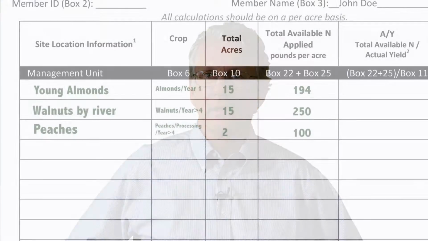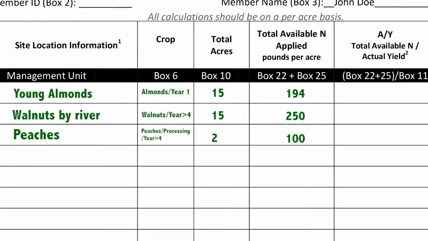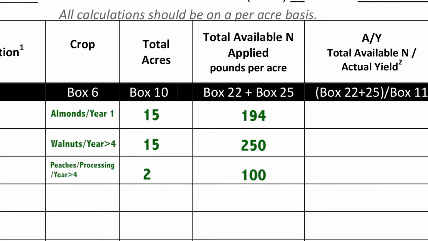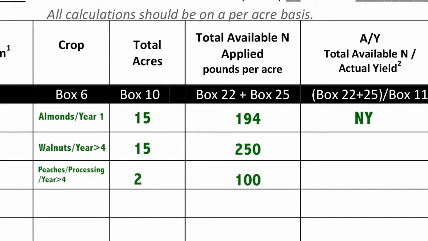Now we understand there are cases where there is no yield during the reporting period because the crop was not harvested for some reason or the crop is in a non-bearing year. If there is no yield, use the code NY. If the crop is non-bearing, use the code NB.